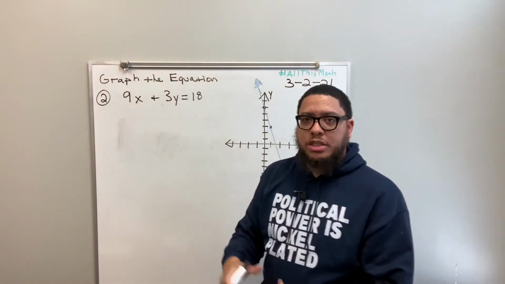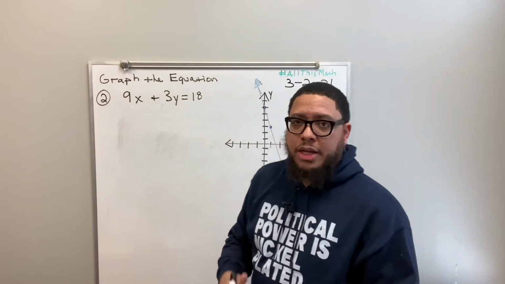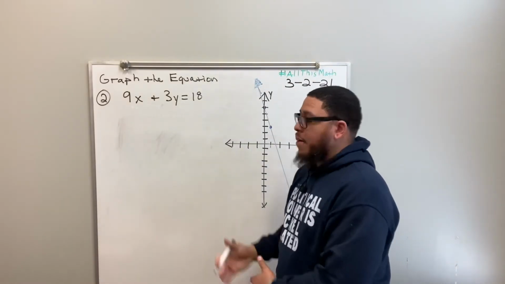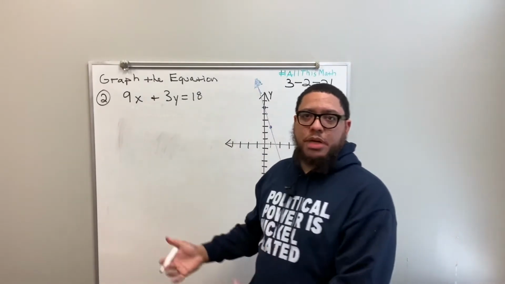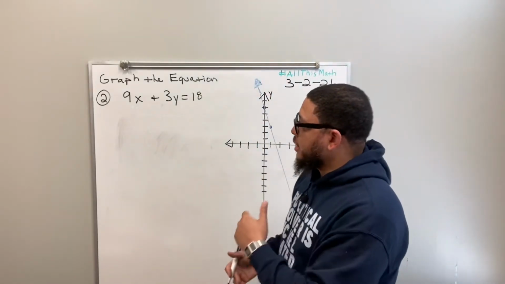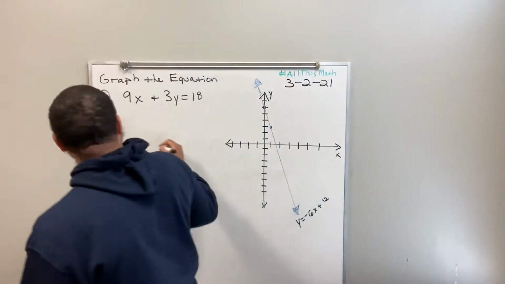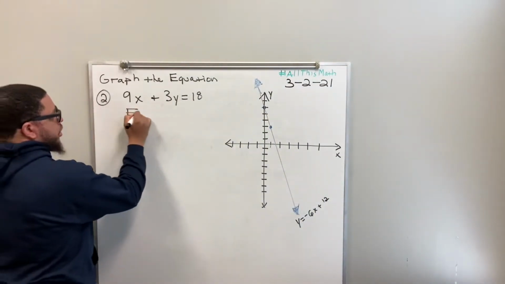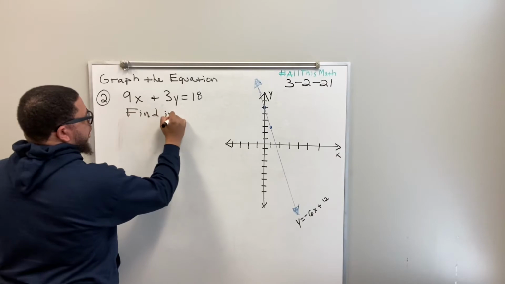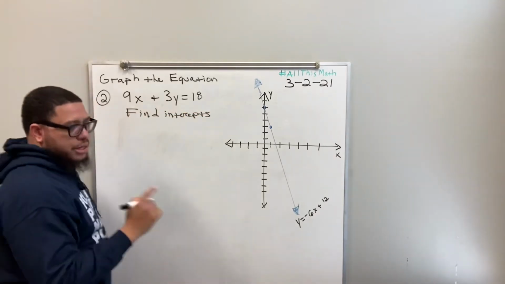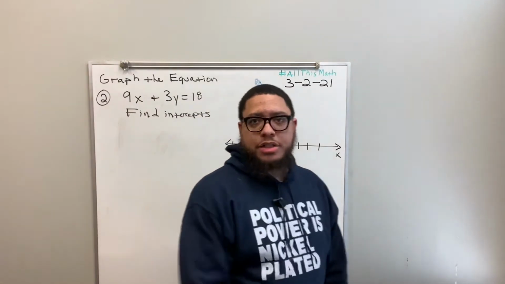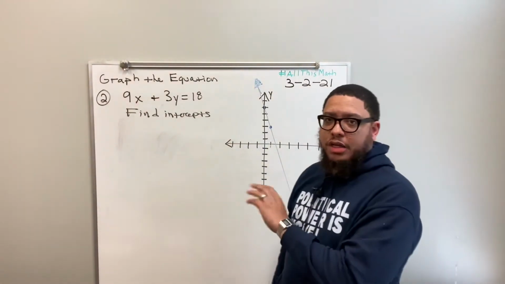Now, this is not in slope-intercept form. When the equation is in slope-intercept form, I recommend that you use the slope-intercept method, but this is not in slope-intercept form. So I don't recommend that you use the slope-intercept method. Because this is in standard form, I recommend that you find intercepts. That's another method for graphing a linear equation.